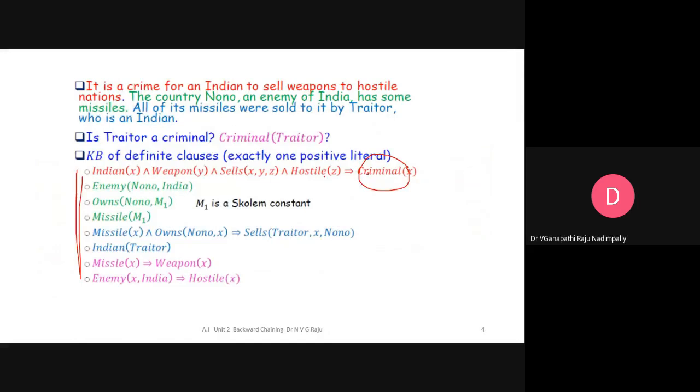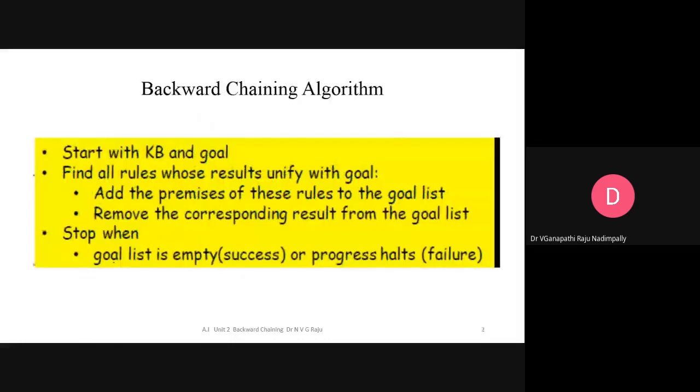Based on the unification process, wherever you can apply alpha and beta with this data, you can apply these rules. Sometimes we have applied hostile of X as enemy of X, sometimes weapon of X as missile of X, and sometimes wherever sells of X is there, we have represented it with missiles of X and owns of X. So we will stop the discussion when the goal list is empty, when all the goals are empty, or progress solves. Then we have to stop the discussion.